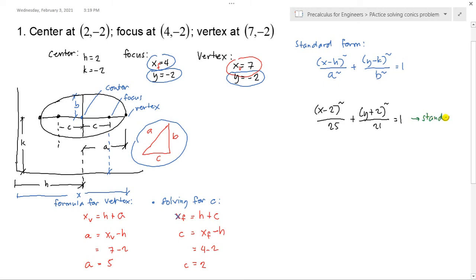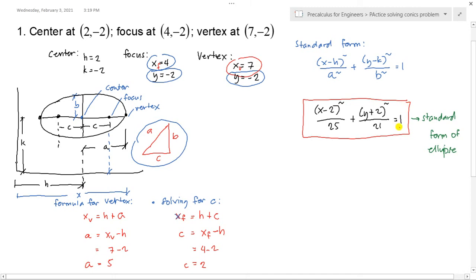So that is the standard form of our given ellipse. Now if you want the general form, just simplify this and equate the right side to 0.